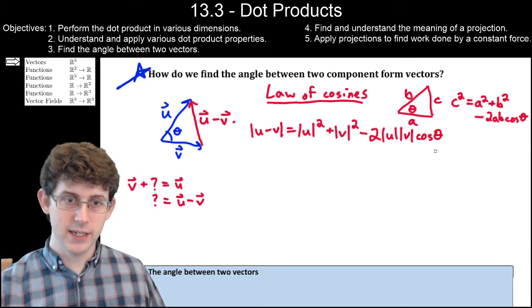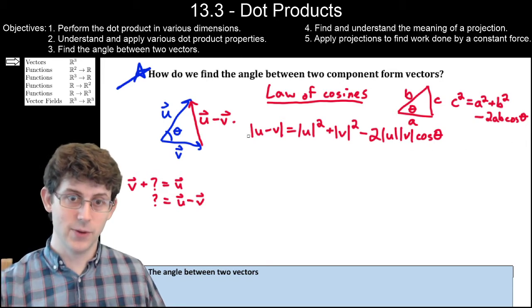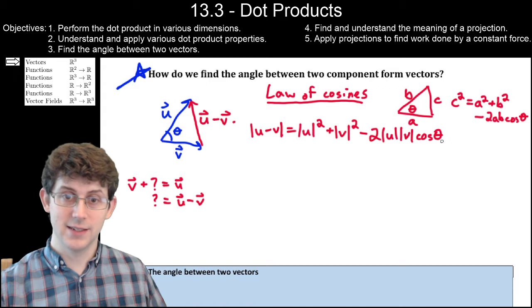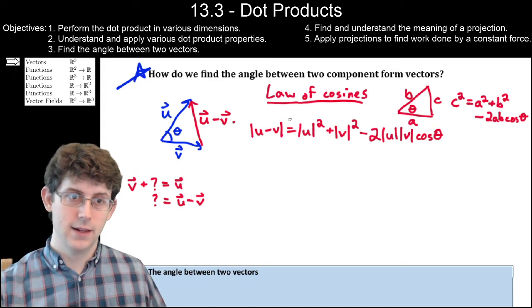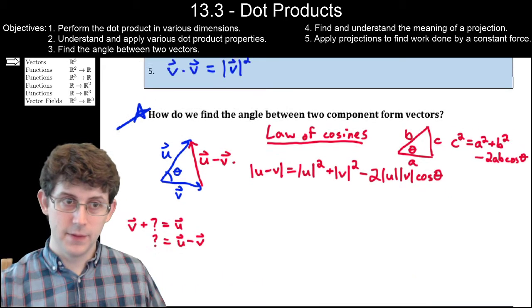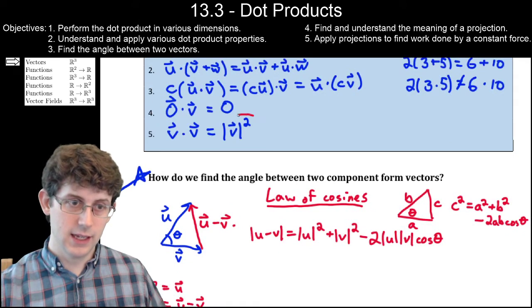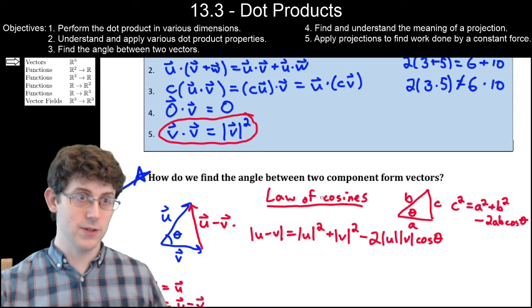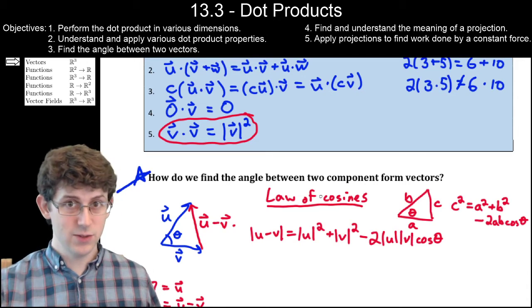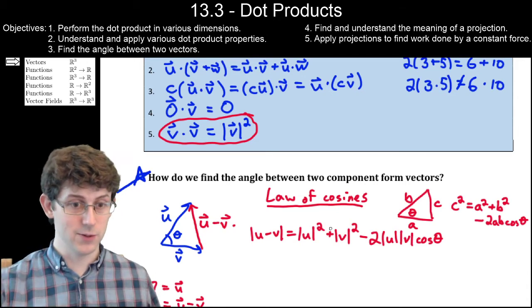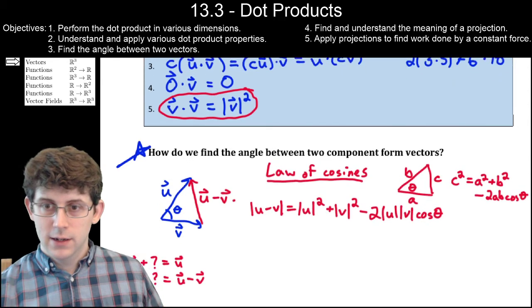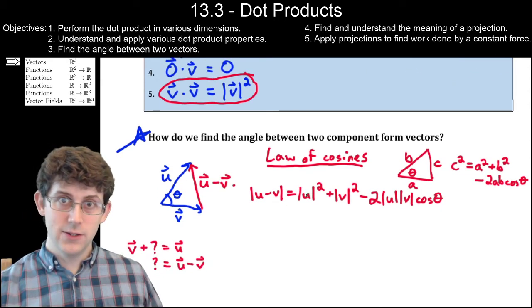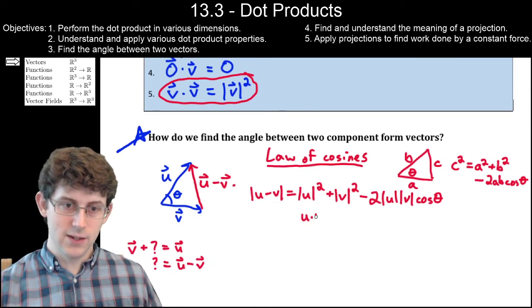What I'm hoping to do here is get something having to do with the dot product to appear so that I can use the dot product to find the angle. How will we do that? Well, using this fact, which is that anytime a magnitude appears, you can turn it into a dot product if you want to. So magnitude of u squared, that's u dot u. Magnitude of v squared, that's v dot v.